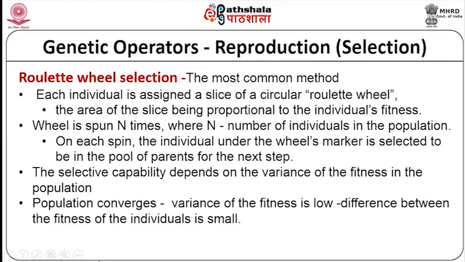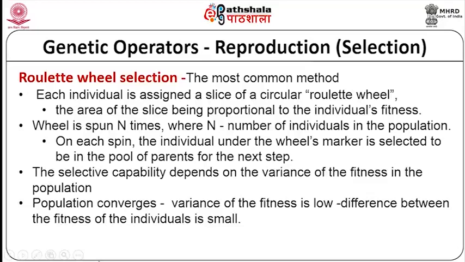So, the population converges, the variance in the fitness is low, and the difference between the fitness of the individuals is small. If the population is converging, that means the variance becomes small, that is, the difference in fitness becomes small. In roulette wheel selection, we take the roulette wheel and rotate it, and it is spun n times, where n is the number of individuals, and on each spin whichever individual comes under the wheel is taken.